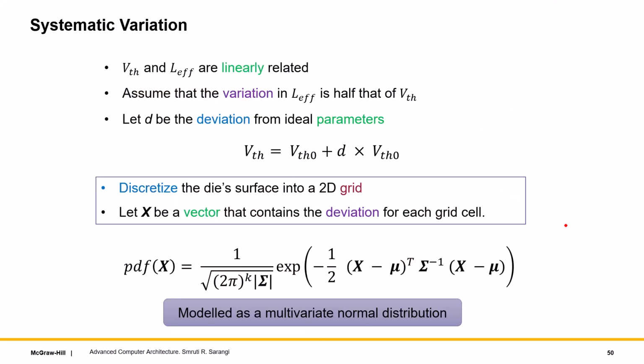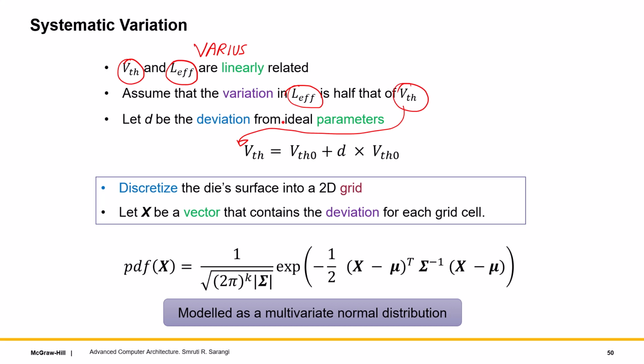So for systematic variation, the model that we'll discuss is the VARIUS model. The VARIUS model basically says that the VTH and the effective length of the channel are linearly related to each other. Furthermore, it assumes that the variation in the effective length of the channel is half that of VTH. So just computing the variation of VTH is good enough.